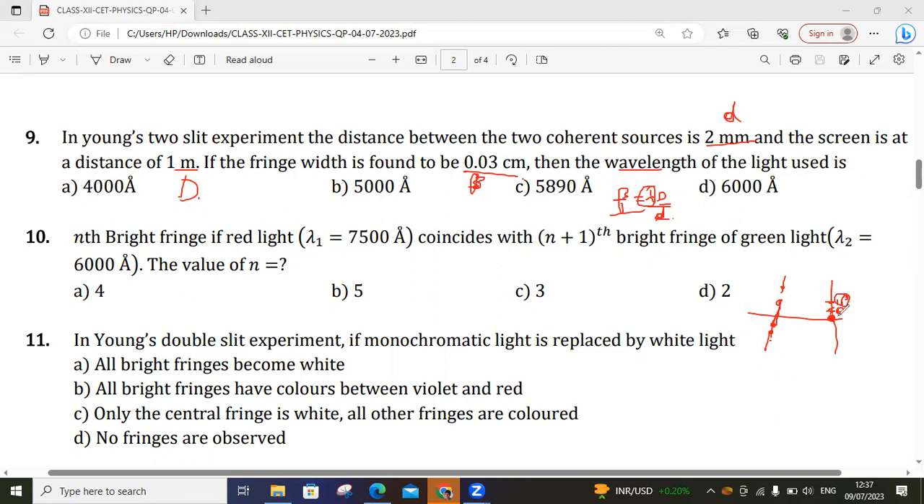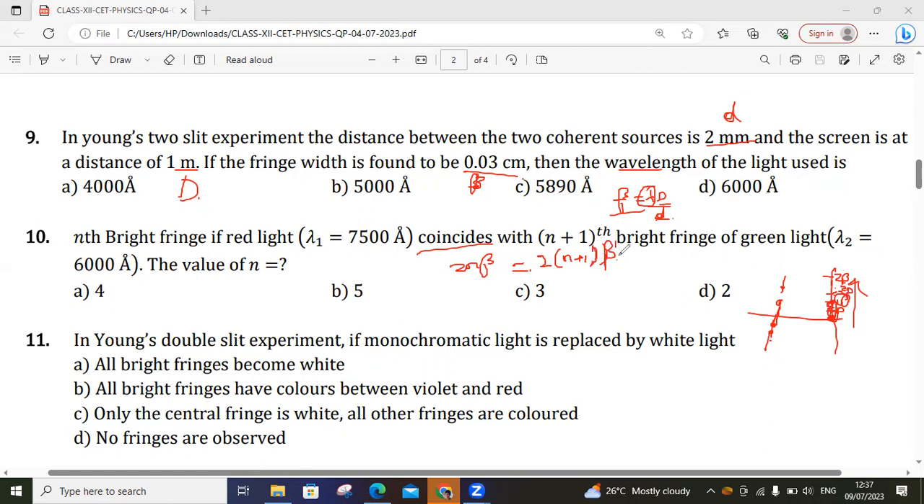So first dark means 1 beta, then second dark will be there, then second bright. The second bright means 1 beta, 2 beta, 3 beta, 4 beta. So 2 betas will come. So nth bright fringe means how much will be its length from the center? Nth means 2n beta, correct? So this length should be equal because they coincide. They are at the same position, so the length X should be the same. So n plus 1th bright fringe of green light means same thing again, 2 into n plus 1 into beta dash.